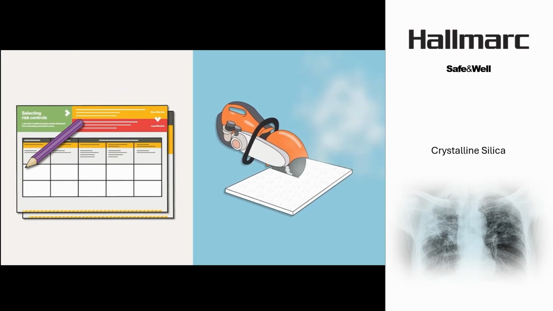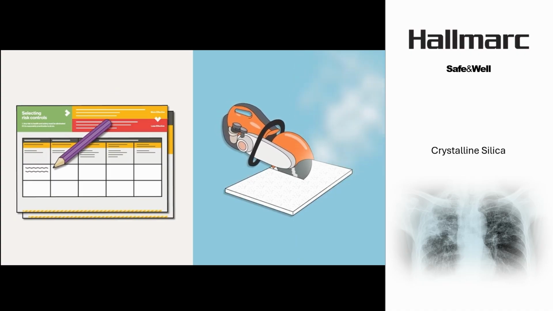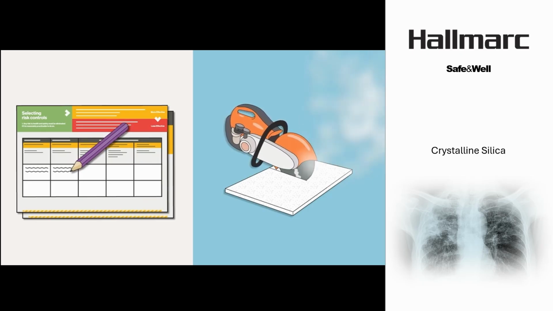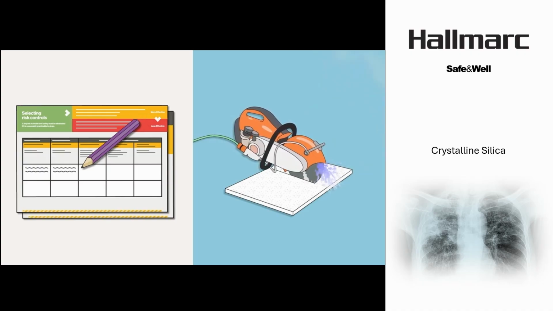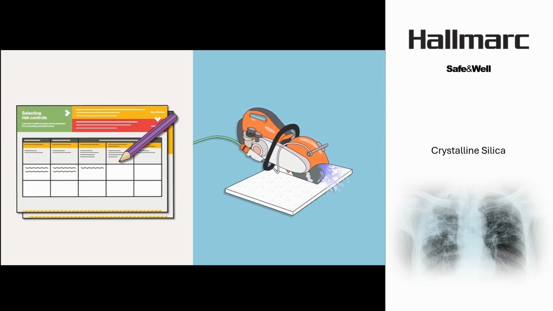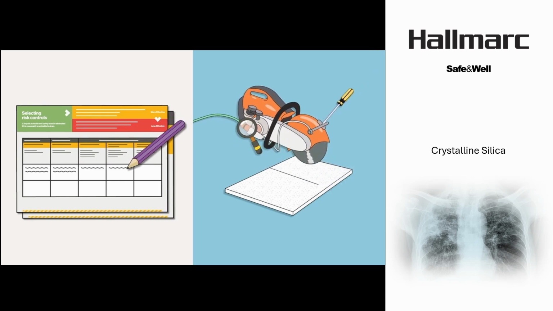For example, under hazard, you could list concrete that may generate dust. For risk, you could list the risk of silicosis and lung cancer. Under control, you could describe the measures taken to control those risks, such as on-tool water suppression. Then under implementation, you would describe how the risk control measures are to be implemented, such as suppression being correctly installed and having adequate supply.